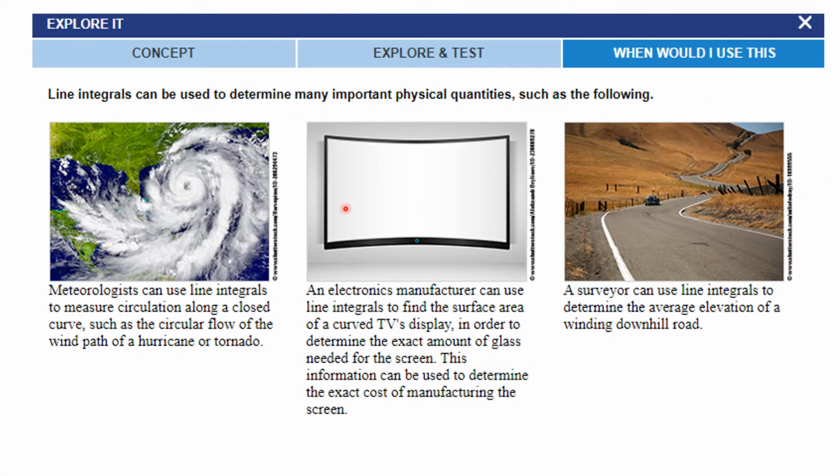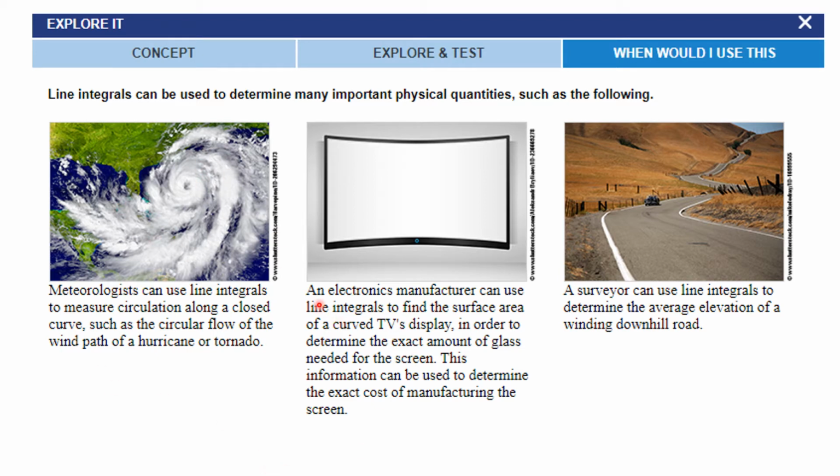Okay, so when would you use this? Well, line integrals can be used to determine many important physical quantities. For example, meteorologists can use line integrals to measure circulation around a closed curve. That's just the circular flow of the wind path of a hurricane or a tornado. So these things go in circles, or not circles, but curves like that.